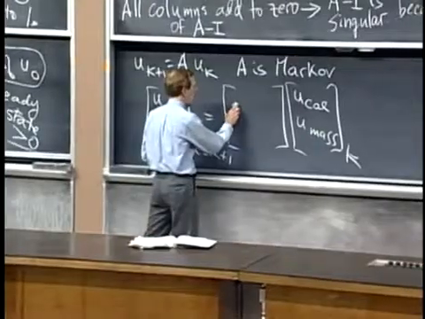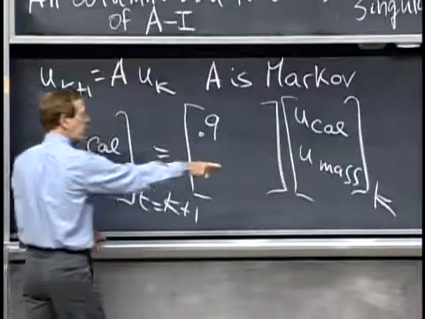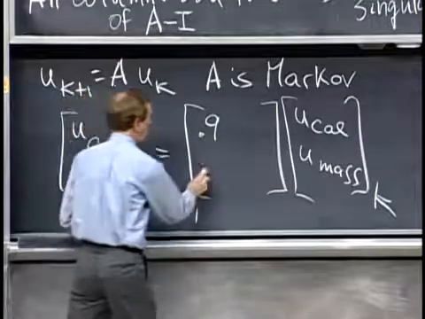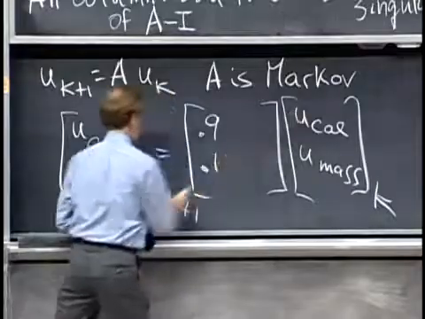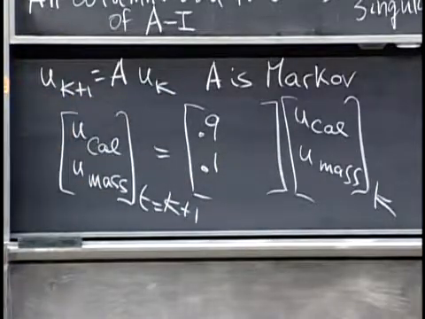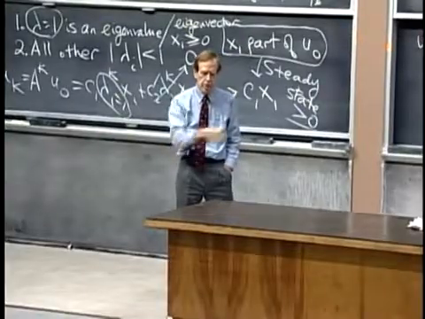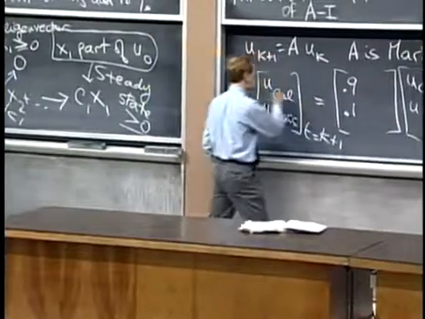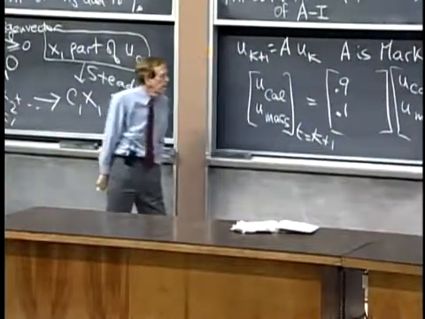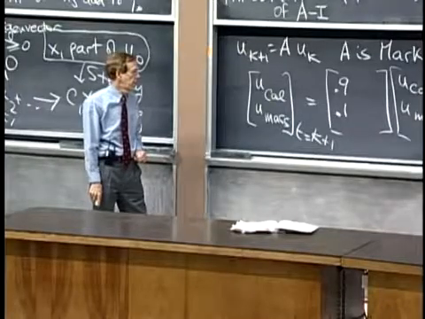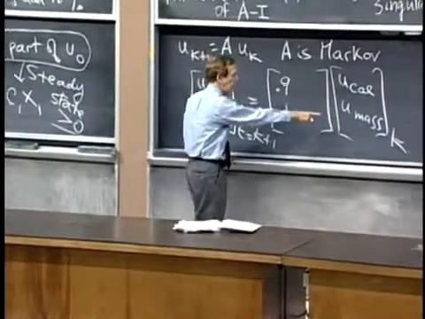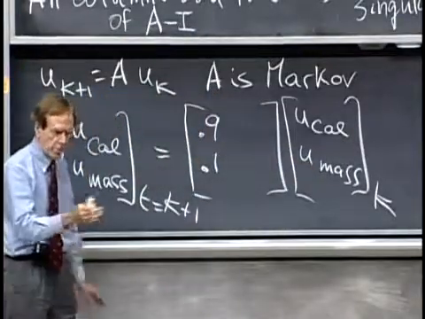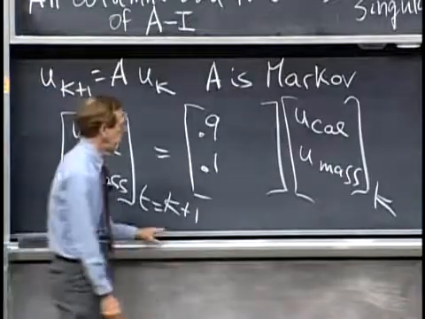Okay, so what's a reasonable number? Say 0.9 of the people in California at time k stay there. And 0.1 of the people in California move to Massachusetts. Notice why that column added to 1. Because we've now accounted for all the people in California at time k. 9/10 of them are still in California, 1/10 are here at time k plus 1. Okay, what about the people who are in Massachusetts? This is going to multiply column 2, right? By our fundamental rule of multiplying matrix by vector.